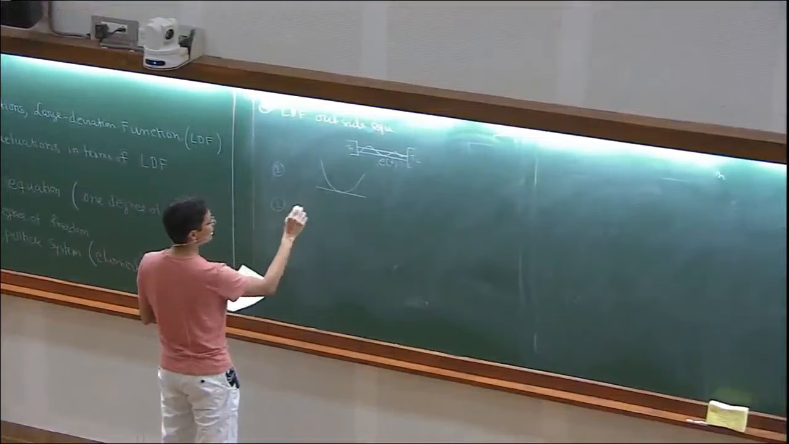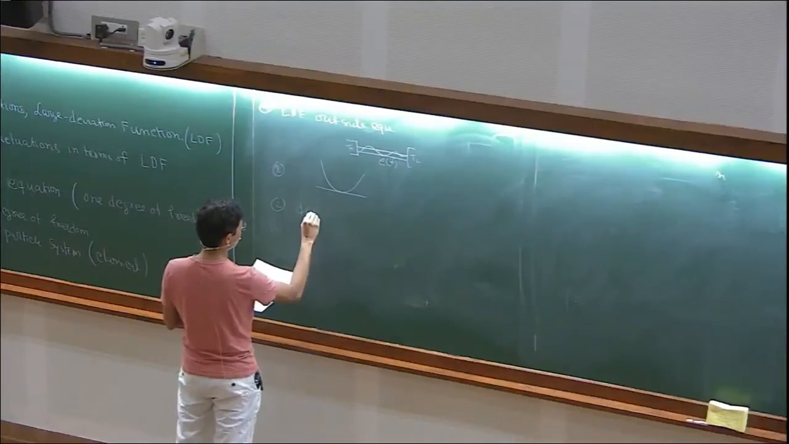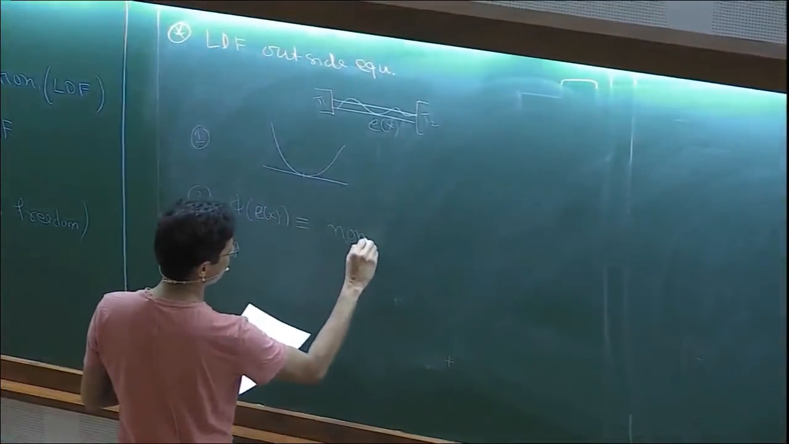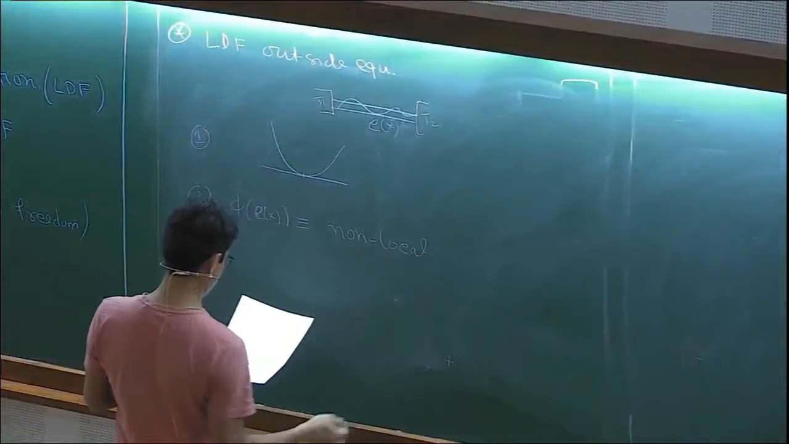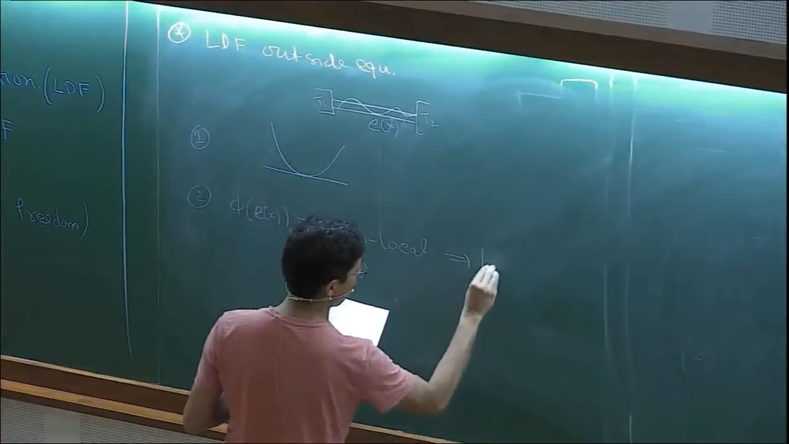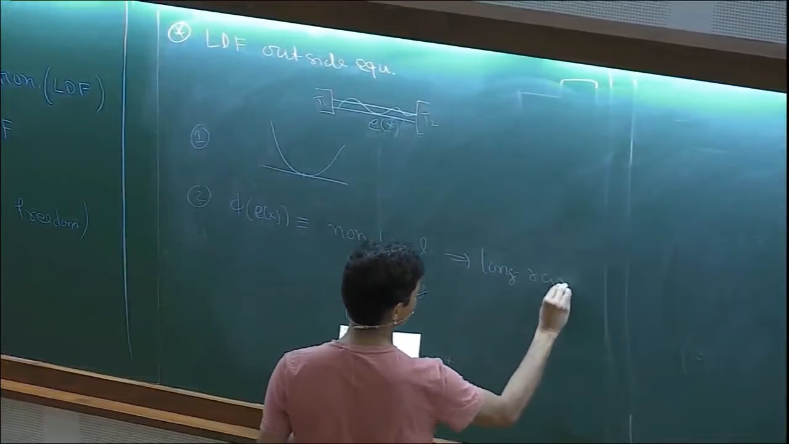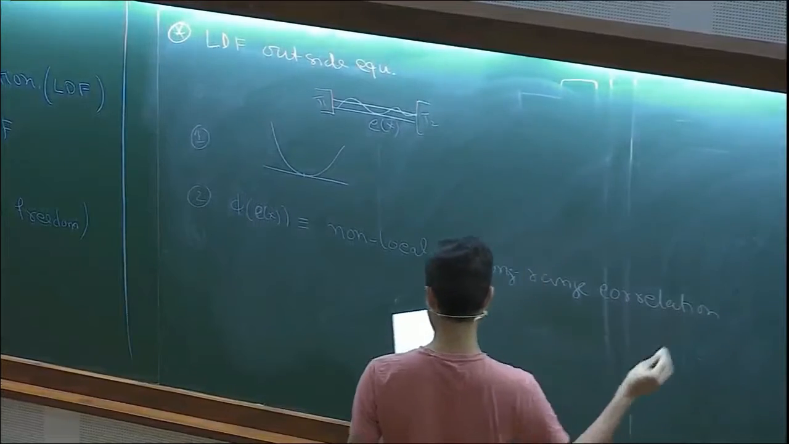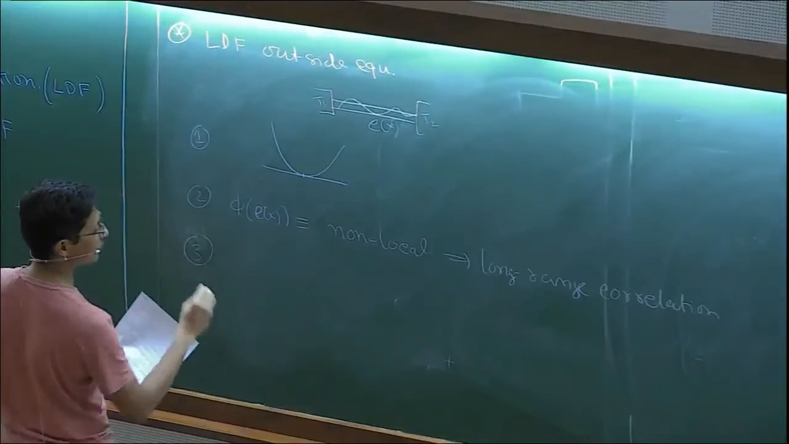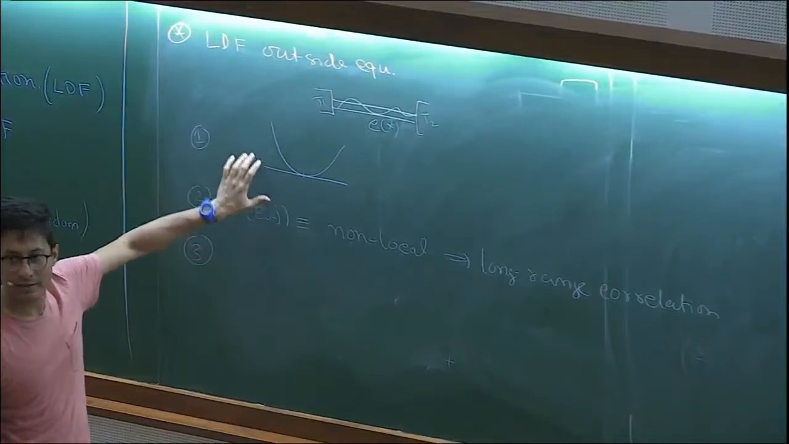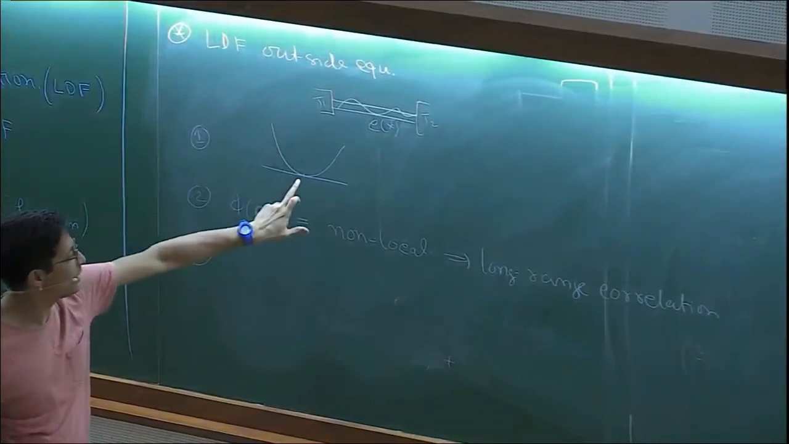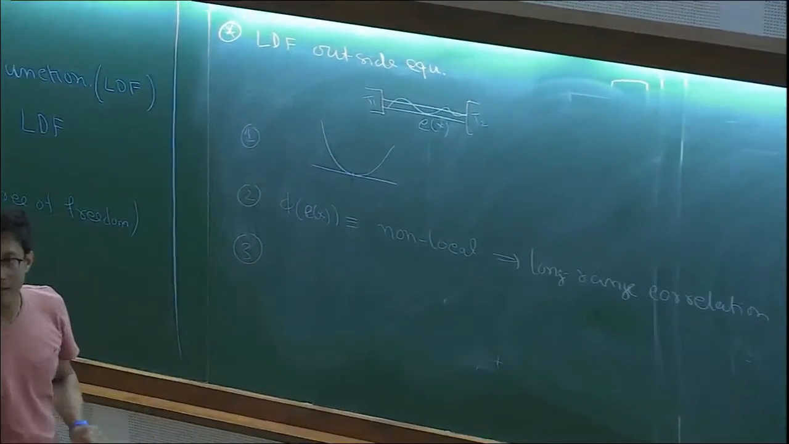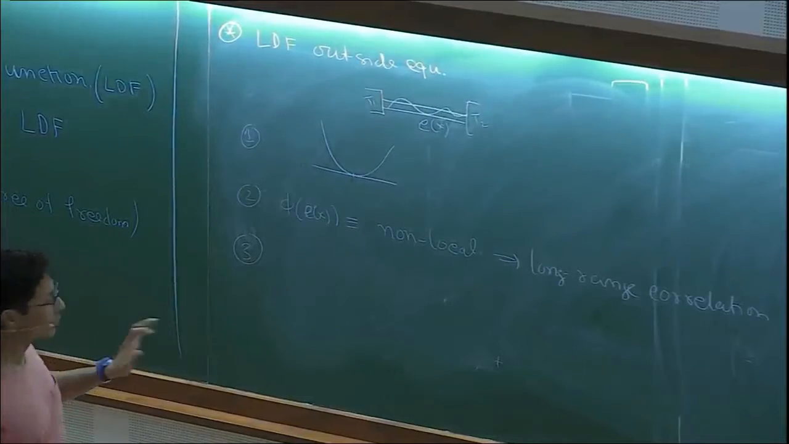The second is that one typically finds in non-equilibrium that the phi function is non-local, and that leads to long-range correlation. The first point is that the phi function has this convex structure with a minimum at the most probable profile. It's also for the profile.